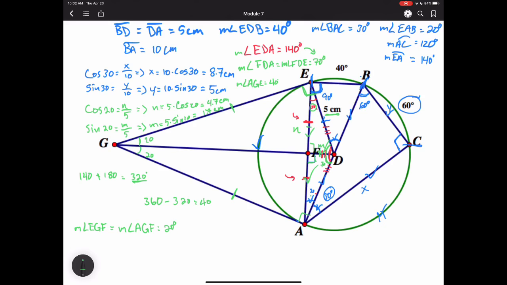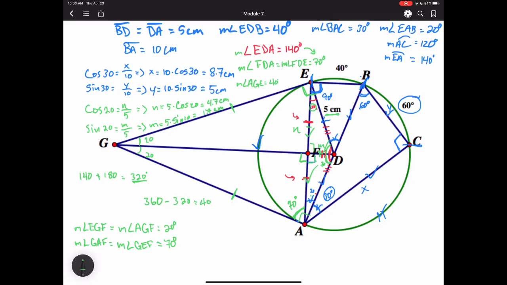We just need a couple more line segments, their lengths. So now I can use trig. I should also find angles GAF and GEF, which I know are right angles, so I'm going to just subtract 20 from 90, and those are each going to be 70 degrees. So I can say the measure of angle GAF is equal to the measure of angle GEF, which is equal to 70 degrees.